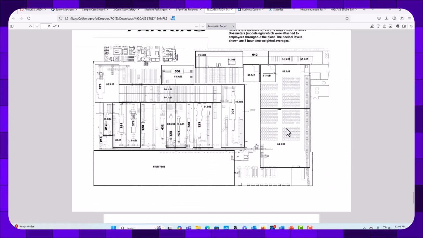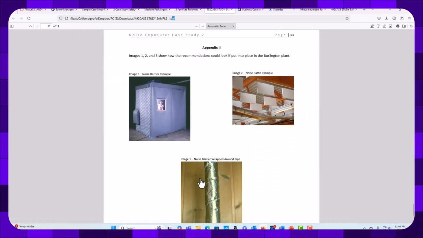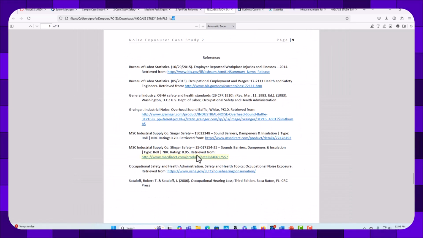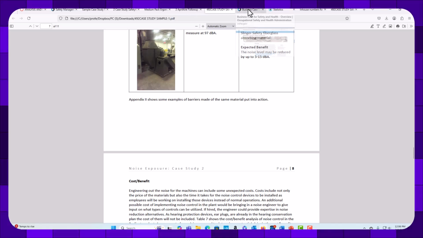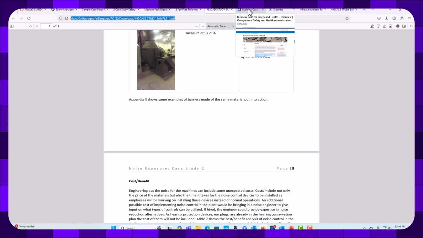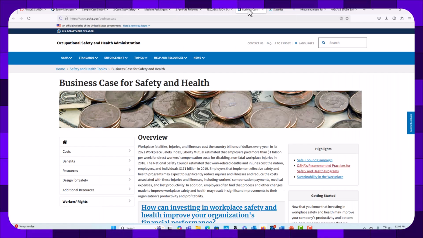Fantastic job. Yeah, here's a layout of the plant. He's got some other stuff here. Again, you're teaching the person who's reading it what you had done. Were those all the case studies? I think they were. I think at this point we're going to be transitioning into the justification of it, the cost of it.